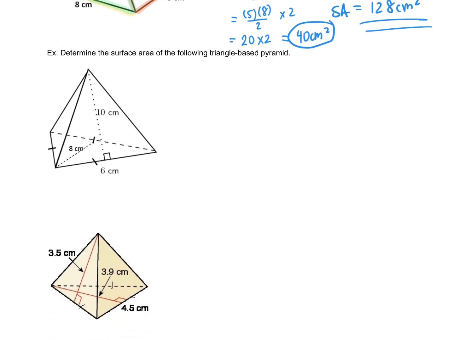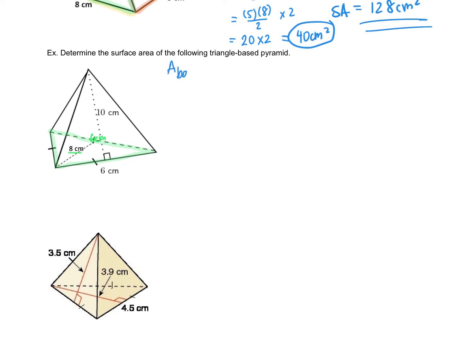Okay, in our next one, what do we have? We have a triangle-based pyramid. So let's start with the base. Here is our base, right there. Now, because of the notation, it looks like the base is an equilateral triangle. So the base is 6 centimeters here, and the height is 8.